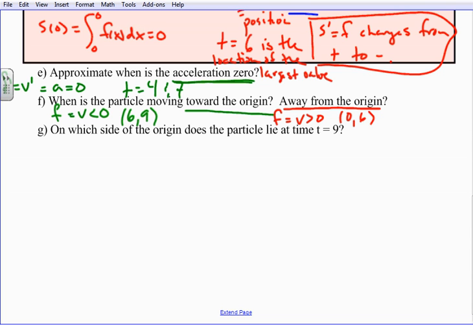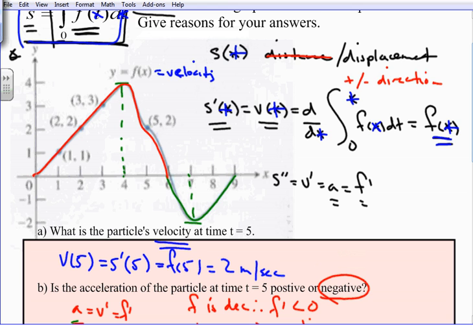So which side? If S is positive at t equals 9, then it's going to be to the right. If S is negative, it's going to be to the left. So how do we figure this out? Well, let's look at our graph. I'm going to erase some of this. As we start here, we're going to look at 9 right here.